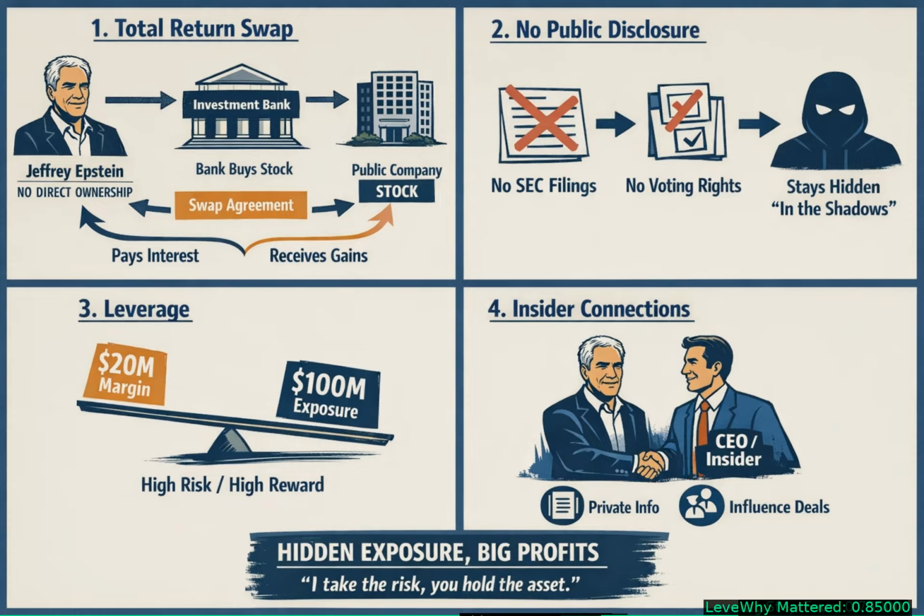Epstein's typical transaction looked like this: I don't want my name anywhere. You hold the asset. I'll take the risk and the reward. We settle privately.